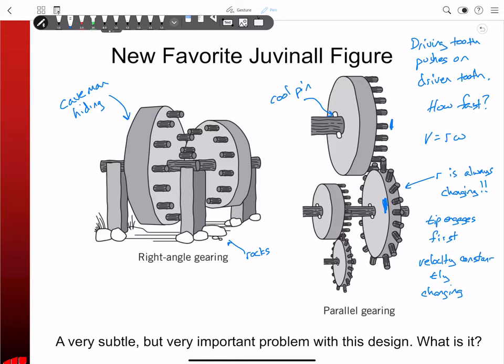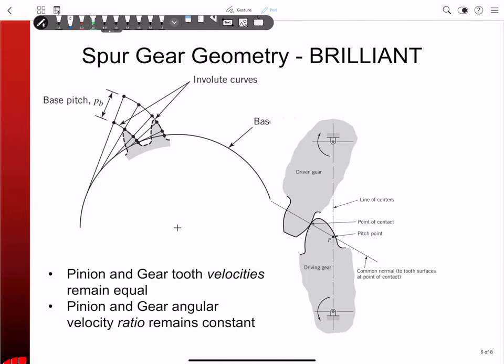So, right, there's a subtle problem with this. And to get around that problem really requires some amazing, what I would call brilliant geometry, right? And that's based on the involute curve. The way the involute curve works, this is called the base circle here. If I took a piece of string, wrapped it around the base circle, marked some spots on that string, and as I unwound the string, kept track of that, that gives me the involute curve, right?